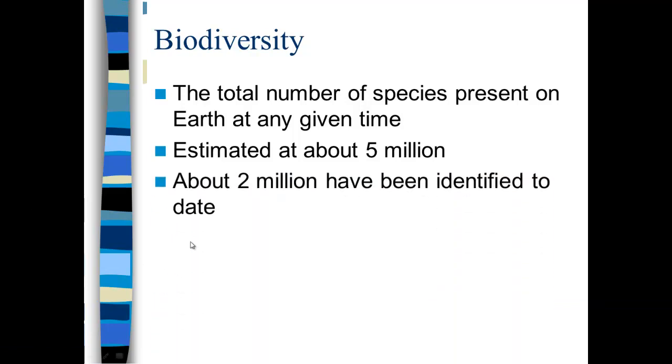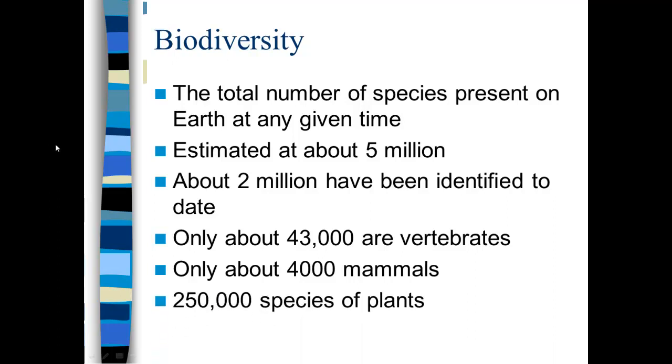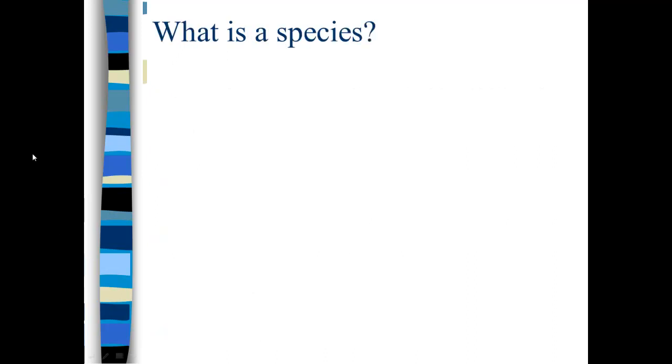About 2 million species have been identified to date, and only about 43,000 are vertebrates. So in terms of higher species, there are not very many, and only about 4,000 species are mammals. There are over 250,000 species of plants, so that accounts for a large portion of the biodiversity. And there are many species of insects, almost 750,000.